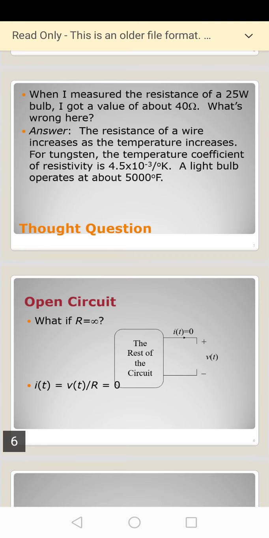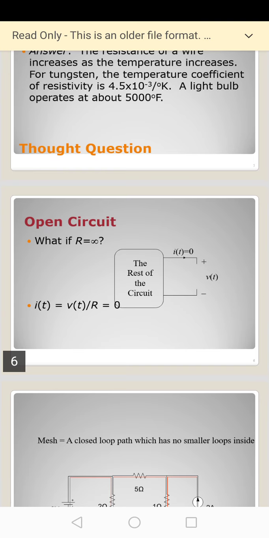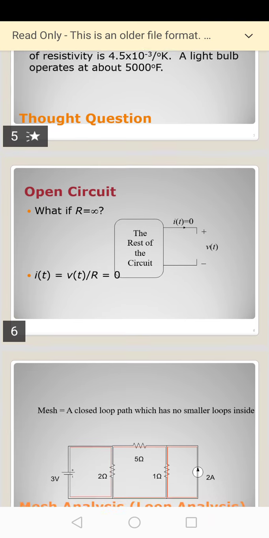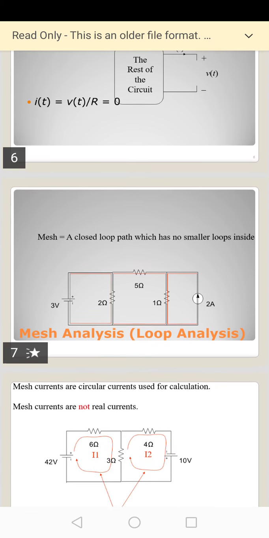This is the circuit for an open circuit. If R is equal to infinity, I of t is equal to V of t by R, equal to 0. The rest of the circuit, I of t is equal to 0, for any V of t.